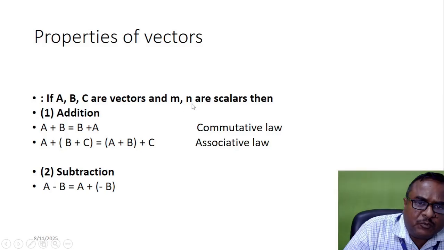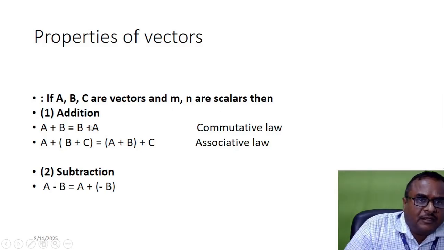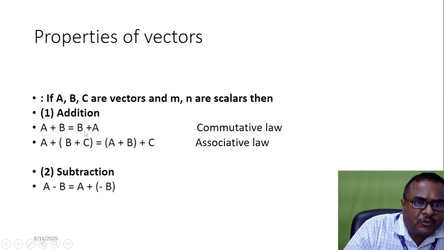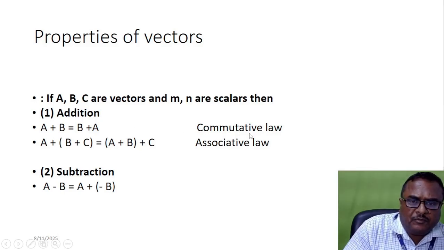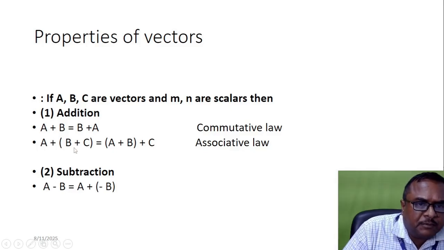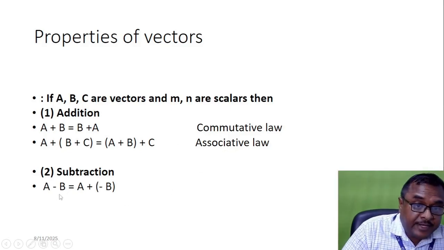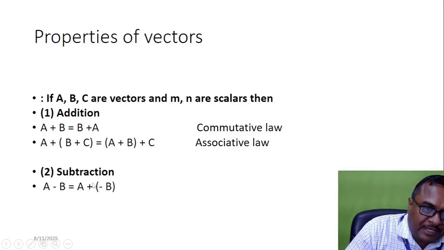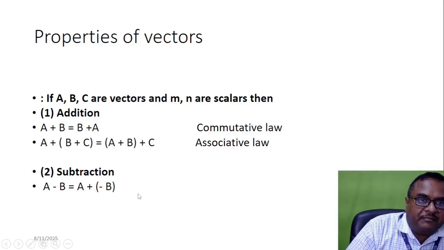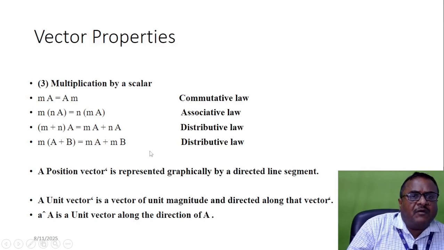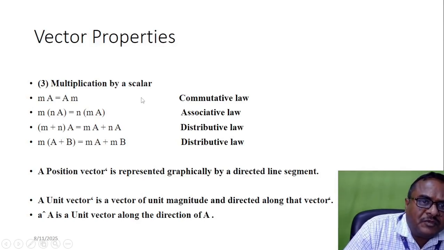Then, properties of vectors. Suppose A, B, C are vectors and small m, small n are scalars. Then we have A plus B equal to B plus A. It will obey the commutative law. Similarly, A plus B plus C, we can write A plus B plus C in either grouping. It will obey the associative law. Similarly, in subtraction, A minus B equals A plus within bracket minus B.